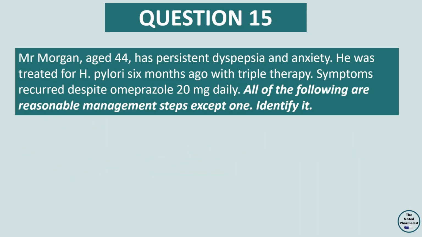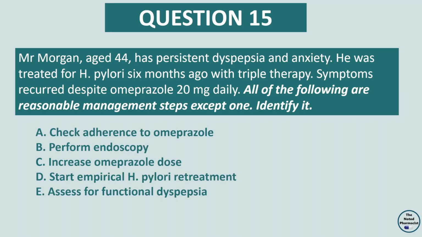Question 15. Mr. Morgan, aged 44, has persistent dyspepsia and anxiety. He was treated for Helicobacter pylori 6 months ago with triple therapy. Symptoms recurred despite omeprazole 20 mg daily. All of the following are reasonable management steps except one. Identify it. Option A, check adherence to omeprazole. Option B, perform endoscopy. Option C, increase omeprazole dose. Option D, start empirical Helicobacter pylori retreatment. Option E, assess for functional dyspepsia.